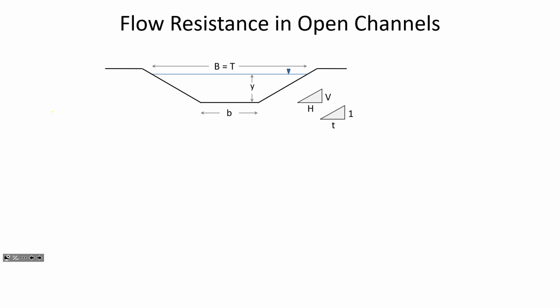And then the side slope is 1 unit of vertical to T units of horizontal. So that's how you'd say how steep it is. And so if it was a 2-to-1 side slope, meaning 2 units of horizontal to 1 unit of vertical, then we'd say T equals 2.